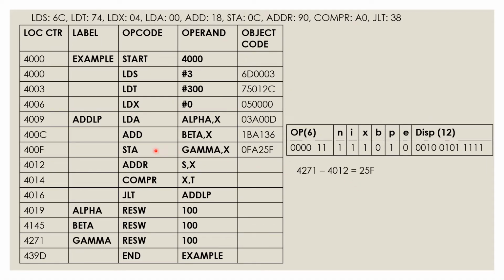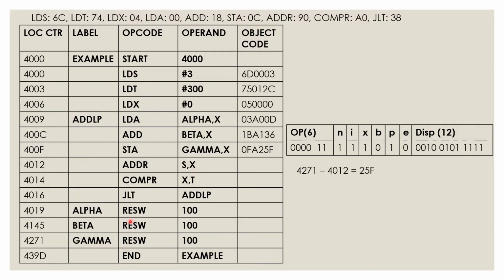Opcode for STA is given as 0C, so the value of 0 is 0 and for the value of C we will consider only the first 2 bits, that is 11. Since it is not in immediate addressing mode nor in indirect addressing mode, value of N is 1 and I value will be 1. Making use of X register, the value of X will be 1 and E will be 0 because it is of the format 3.